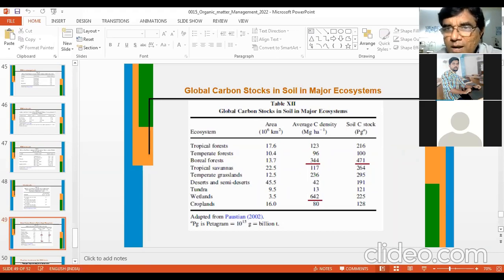And now see, overall soil carbon stock is highest in boreal forest, 471 Pg. Pg means petagram, equal to 10 to the power 15 gram or billion ton. So boreal forests are an important sink of carbon. They have sequestered the carbon. And then the next best is your temperate grassland, 295. So likewise, you can try to understand this table, which I will share.